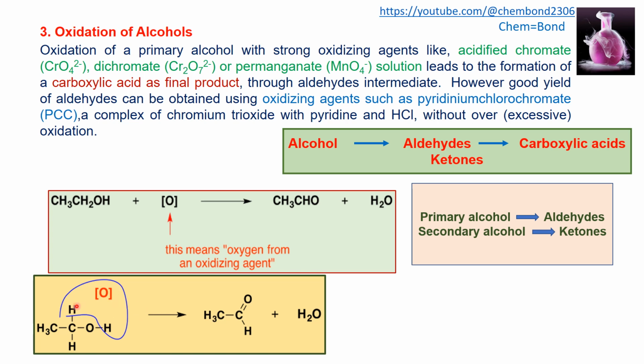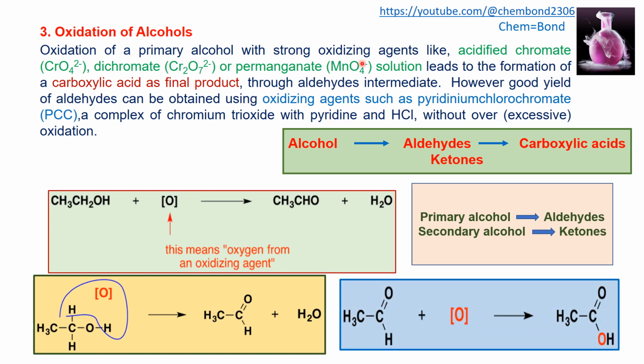This is the mechanism given. This H and this H from the primary alcohol will react with oxygen from the oxidizing agent and produce water, and as a result aldehyde is produced. If it is treated with these reagents, then it is further converted to carboxylic acid, or if we treat it with PCC, then the aldehyde will be the final product.